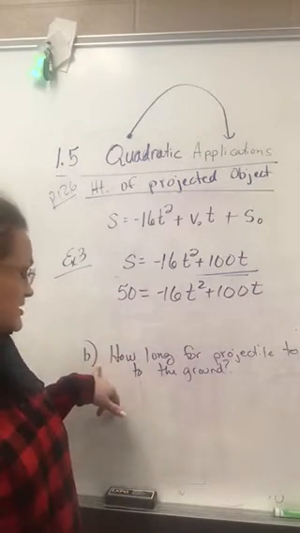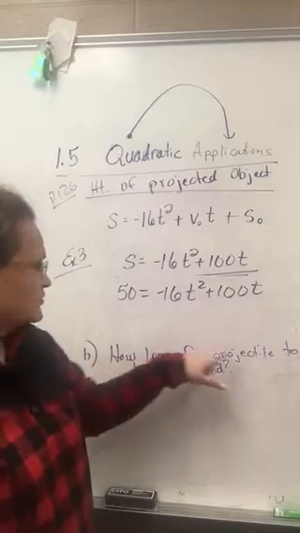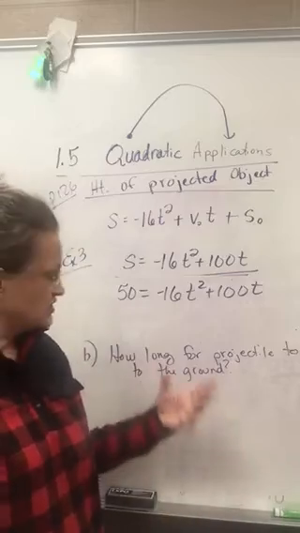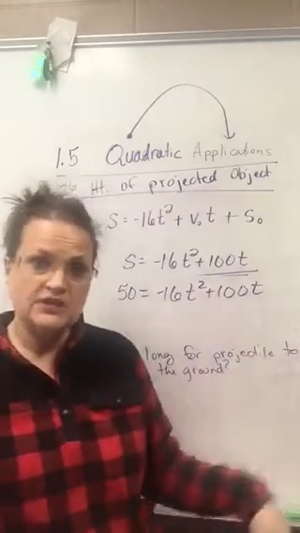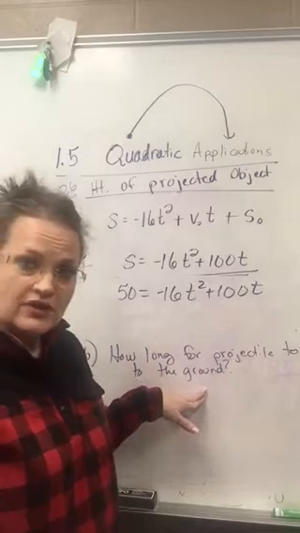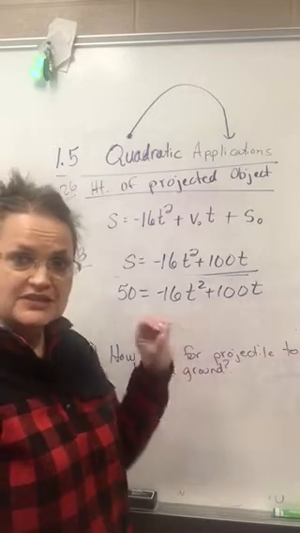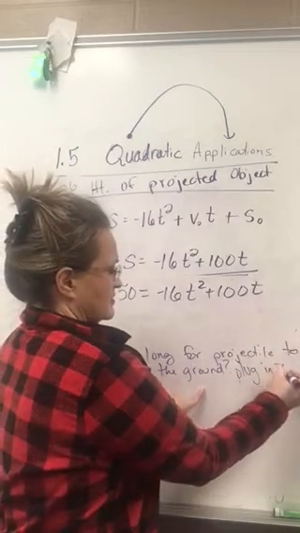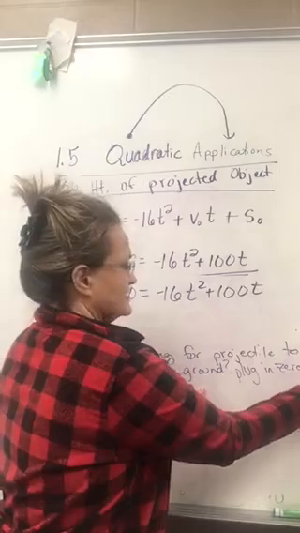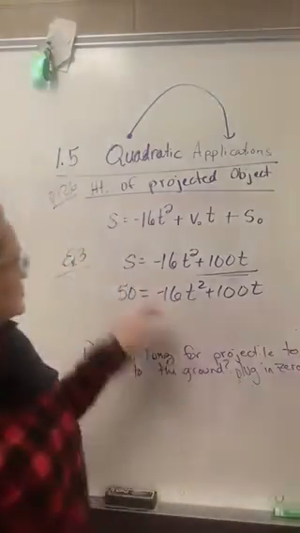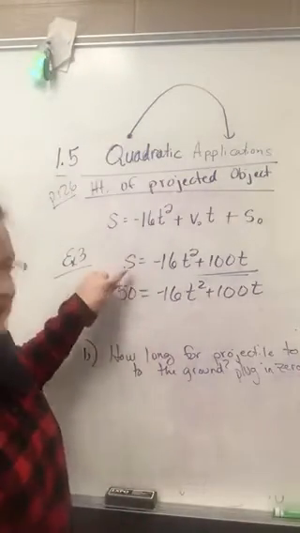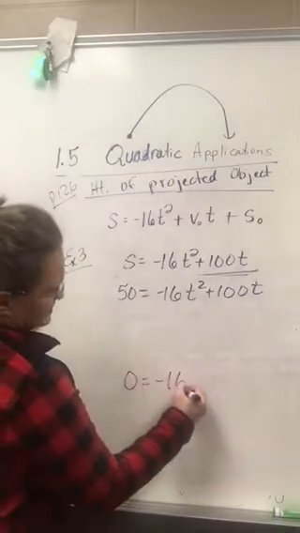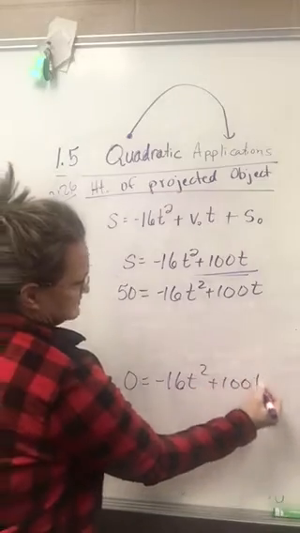The other question that was in the book example is, how long for the projectile to return to the ground? This question does come up a lot. A common question is, how long does it take something to return to the ground? So what we need to do there, if we're on the ground, our height above the ground would be 0. That means plug in 0 for S. So when S is 0, we'll do the problem again on part B with a 0 there, which is a little easier for us. So we'll do 0 equals negative 16t squared plus 100t.